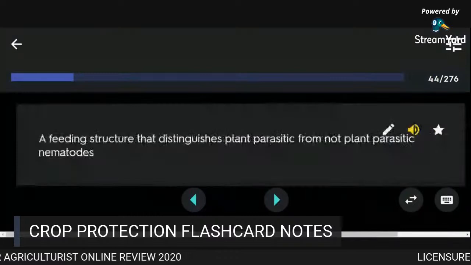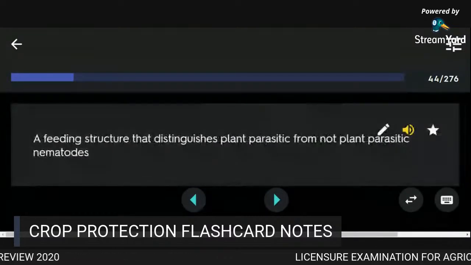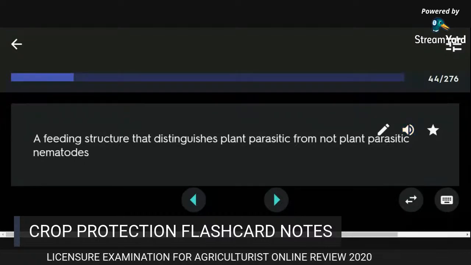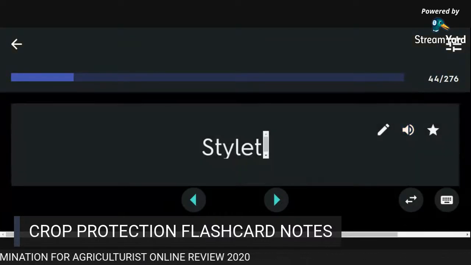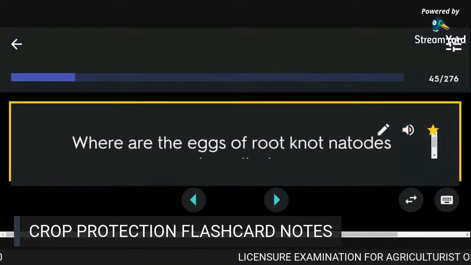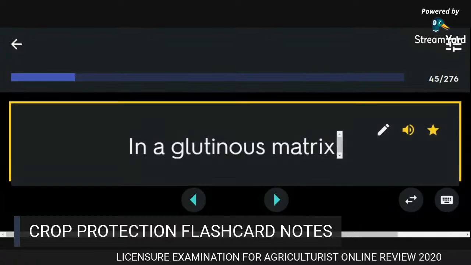A feeding structure that distinguishes plant parasitic from non-plant parasitic nematodes: stylet. Where are the eggs of root knot nematodes deposited? In a glutinous matrix.